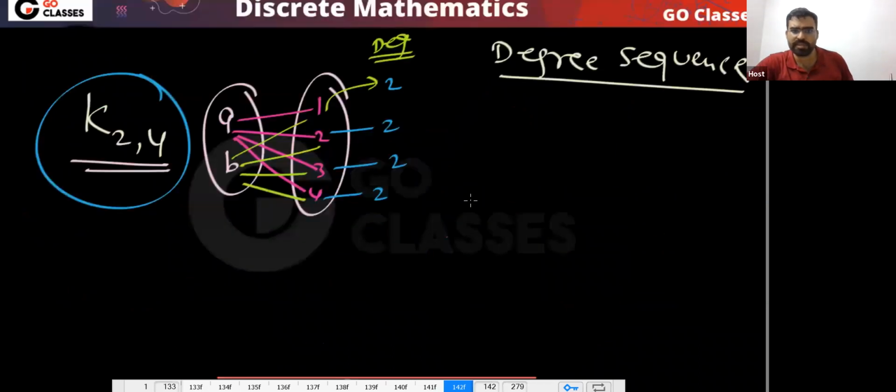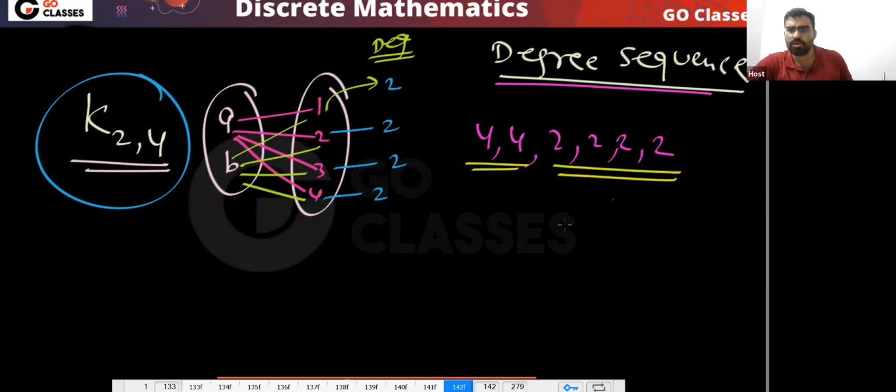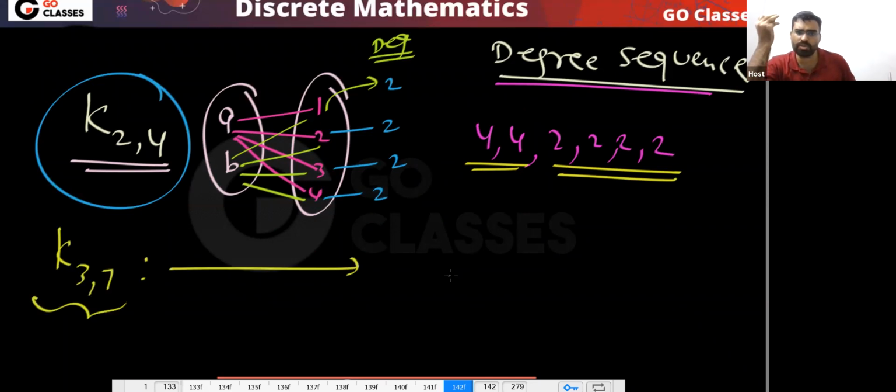So finally, what will the degree sequence be? That will be 4, 4, 2, 2, 2, 2. Basically, 2 times 4, 4 times 2. For example, if you have K 3,7, then what will happen to the degree sequence? There will be 3 times 7, and there will be 7 times 3.